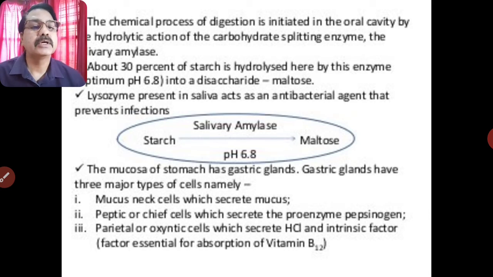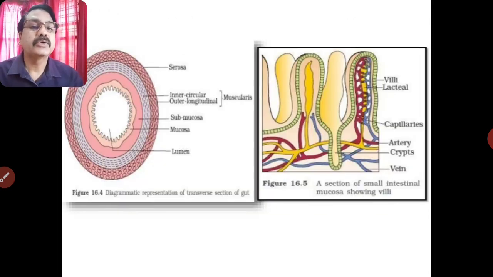The mucosa of the stomach has gastric glands with three major types of cells, namely mucous neck cells, which secrete mucus; peptic or chief cells, which secrete the proenzyme pepsinogen; and parietal or oxyntic cells, which secrete HCl and intrinsic factor. This intrinsic factor is very important, as it helps in the absorption of vitamin B.